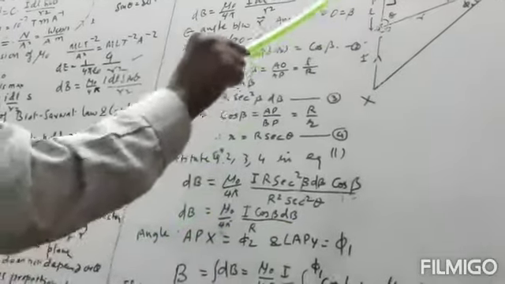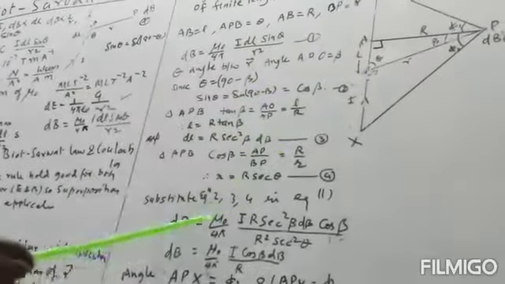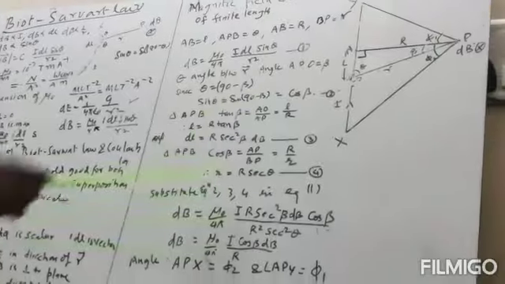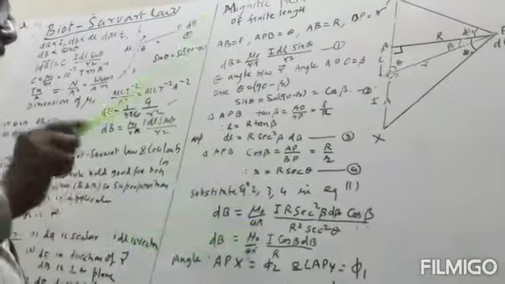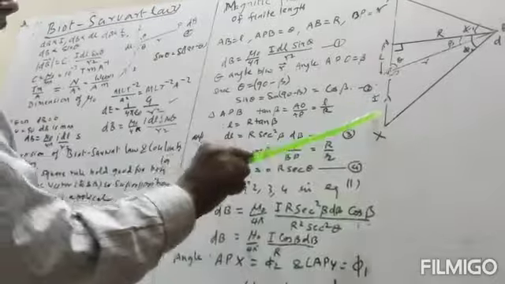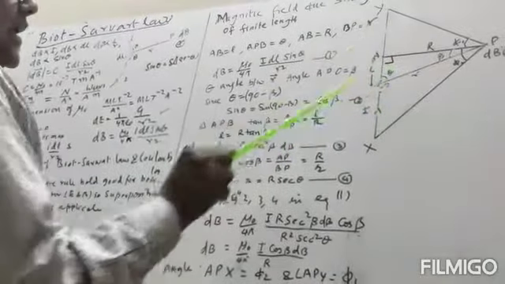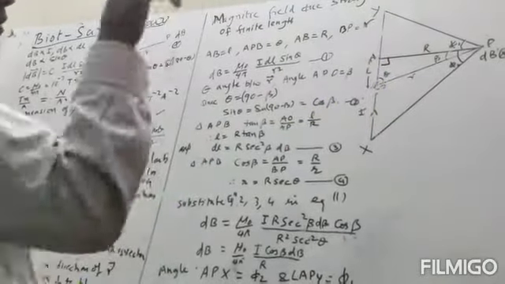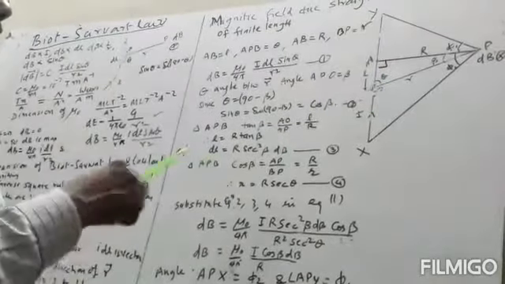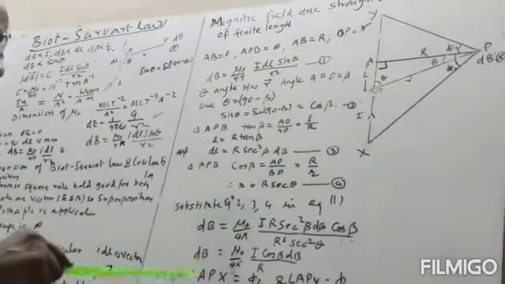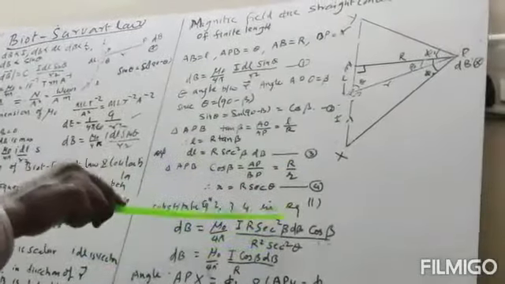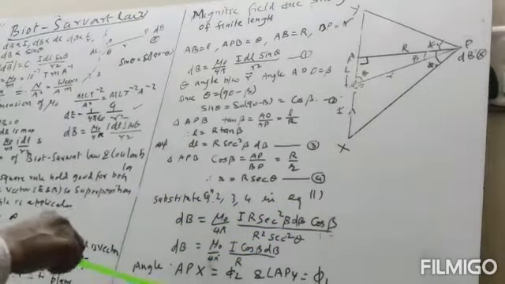Now this is for the small element. So if we want to find the total magnetic field for the entire XY wire, then we have to integrate it. If we take any small element, then the direction of magnetic field will always be downward. That will be the same, and it will be perpendicular to the board, going inside it. So we can integrate and find the value.